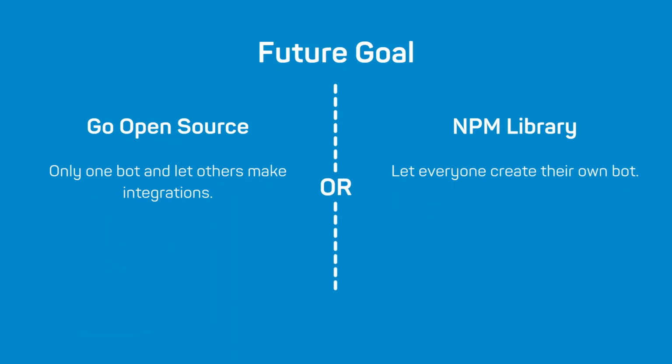What is the future goal? There are two pathways. Either we can have just one bot and let others make integrations and make the project open source, or we can have an npm library which lets everyone create their own bot and have all the features that they wish to have.